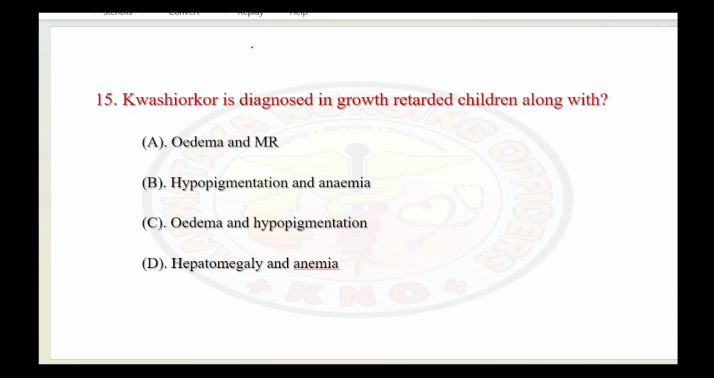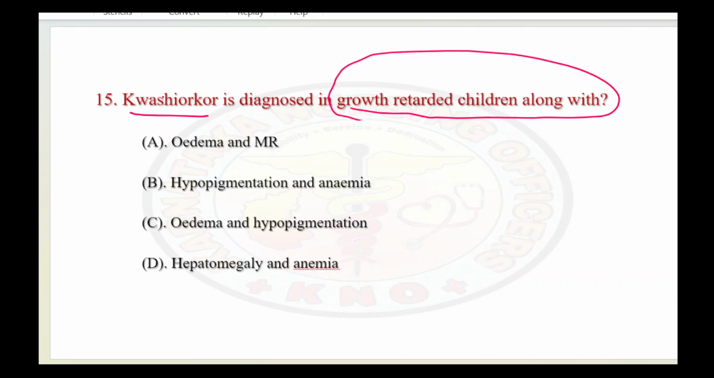So let's see the next question here. Kwashiorkor is diagnosed in growth retarded children along with what? So what are the other important symptoms that you are going to see in Kwashiorkor? First of all, it is a malnourishment, seen in malnutrition, but preferably they will be having edema and hypopigmentation.